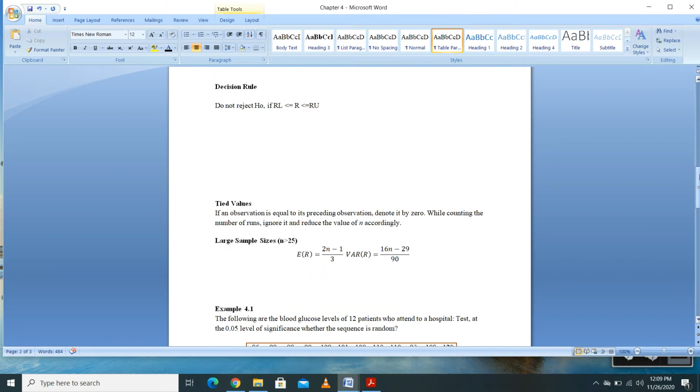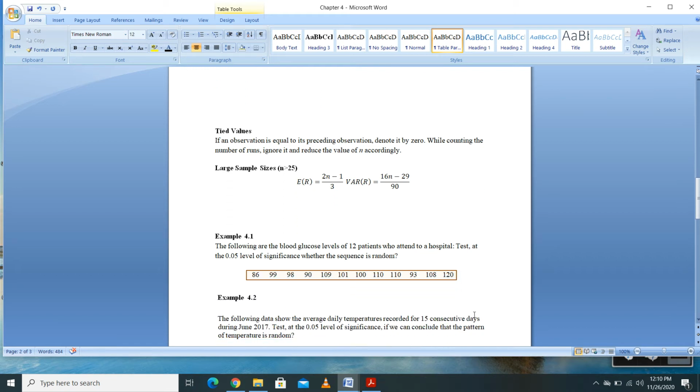And also, as with the Wilcoxon test and the sign test, if you have a large sample where your sample size is greater than 25, you can use these equations in order to use the large sample approximation. That is, by using this mean value and variance, you can convert your sample into a normal approximation.